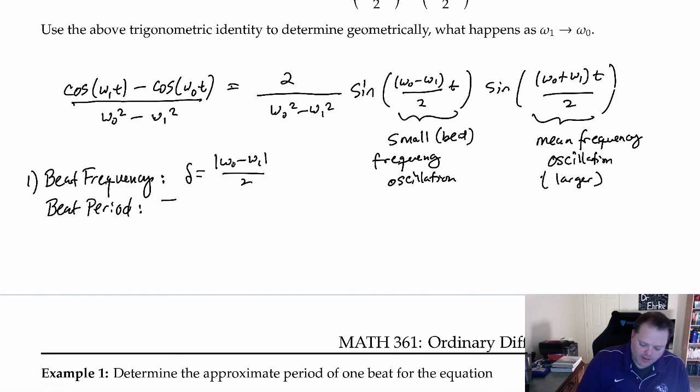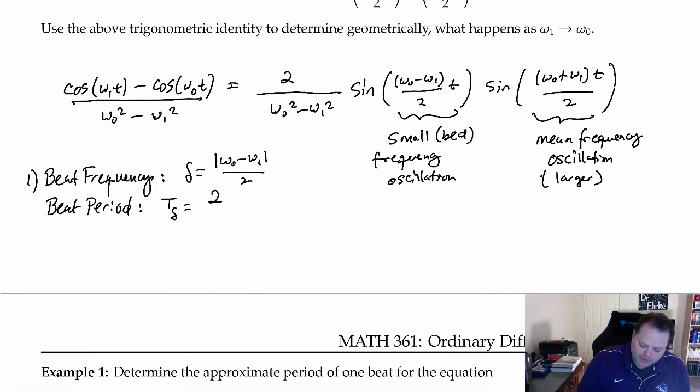So the beat period, the period of the beat, is omega naught minus omega 1. Whoops, we've got to take the inverse. So it would be 2 over that value. Now, both of these are in radians. These are circular frequencies. It's much more appropriate to look at this in hertz normally.